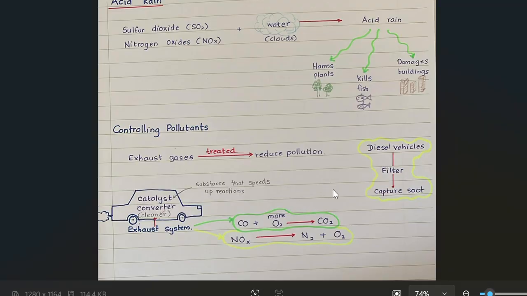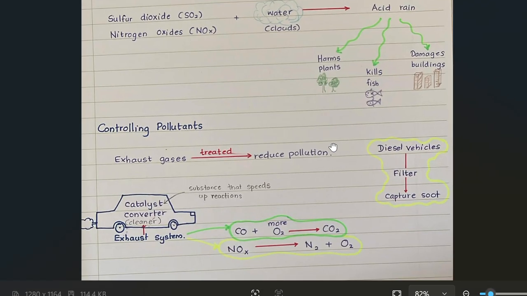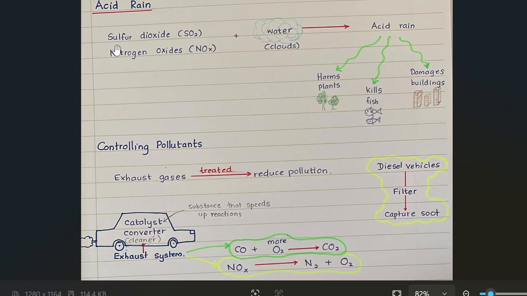Then there's another part you need to know about acid rain. How does acid rain happen? Sulfur dioxide and nitrogen oxides, when they combine with water in the clouds, create acid rain, right? What does it do? This acid rain harms plants, kills fish, and damages buildings.